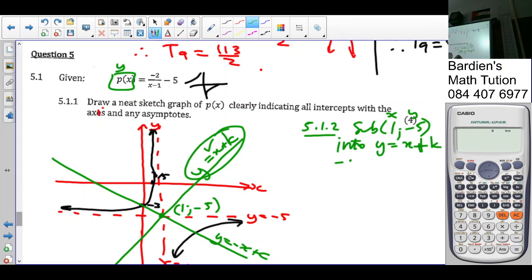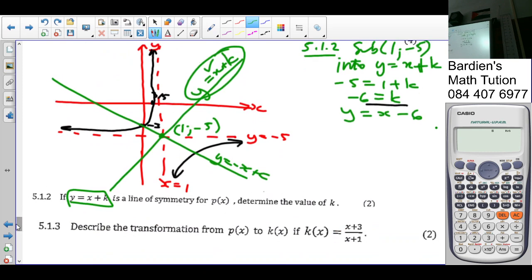Right, it's x and a y. So negative 5 is equal to 1 plus k. So k is negative 6. So y is equal to x minus 6. So the answer that they were looking for is that k is equal to minus 6. You guys understand?